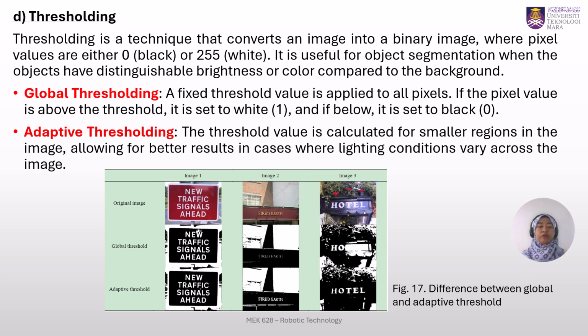If you use the global one, you can see some of the features of that image cannot be extracted because you use the same thresholding value for all data in the image. But for adaptive, you are dividing the image into smaller regions, and then you use a different thresholding for each region.